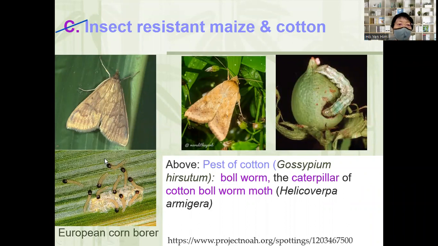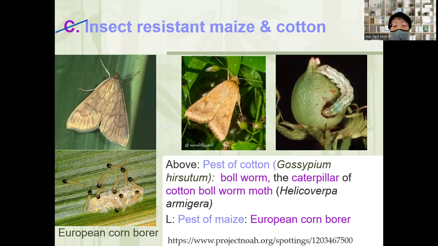Now, on the left side, this diagram shows you another type of moth, not the same type, where the larva of the moth (the caterpillar is also a larva) feeds on any part of the corn plant or the maize plant. It can feed on the leaf, the stem, the kernel, the stalk, practically everything. When it does that, it will reduce the yield of the maize plant. Okay, so this pest is called the European corn borer.